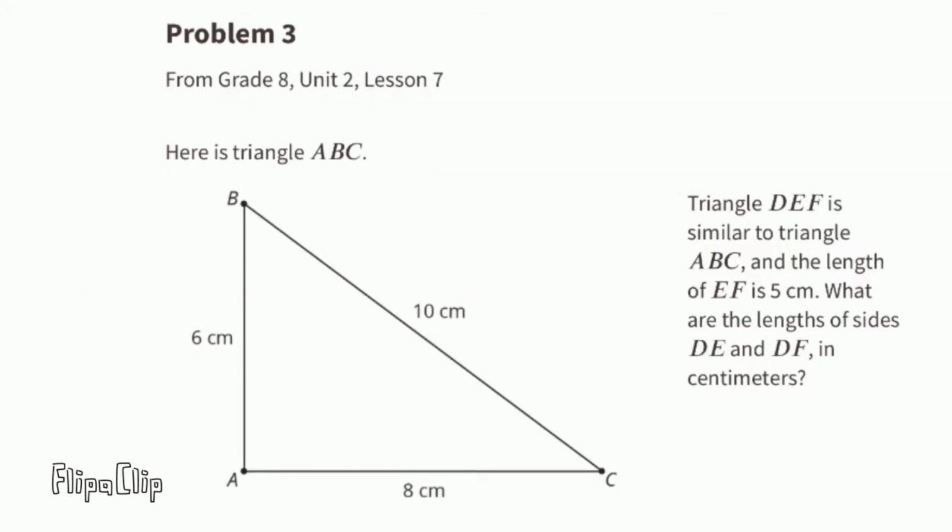Problem number 3 from 8th grade, Unit 2, Lesson 7. Here is triangle ABC. Triangle DEF is similar to triangle ABC, and the length of EF is 5 centimeters. What are the lengths of sides DE and DF in centimeters?